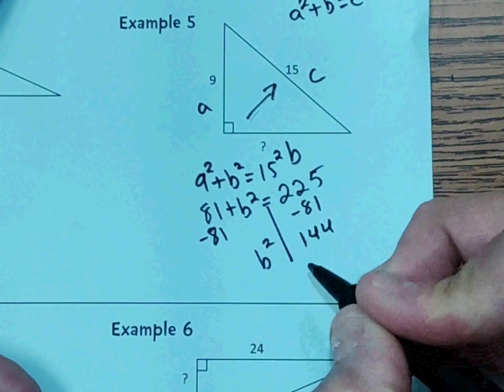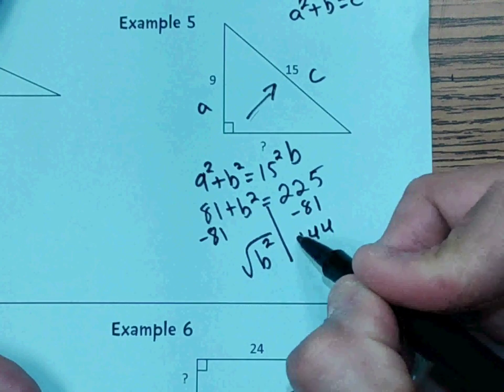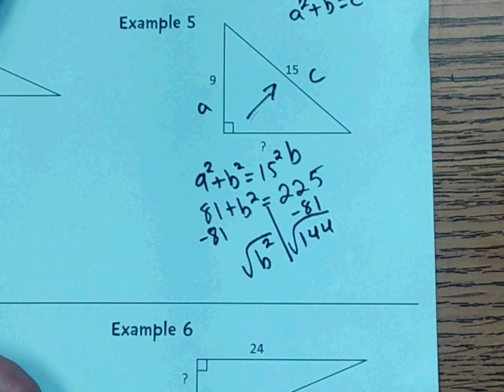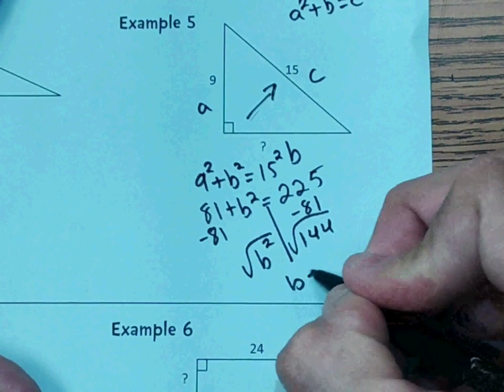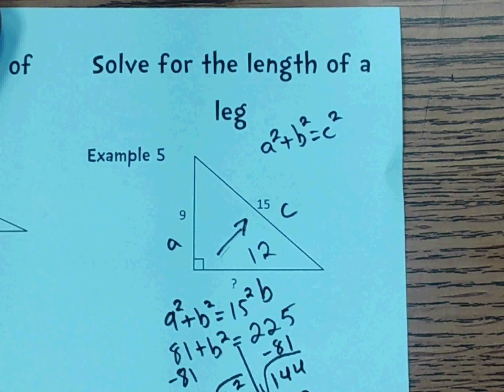equals b squared. But we don't want b squared, we actually want b. So we're going to unsquare this, or better yet, square root it. And that comes out to 12. So b equals 12. That means our missing leg has a length of 12. Okay, so that's how you could use the Pythagorean theorem.